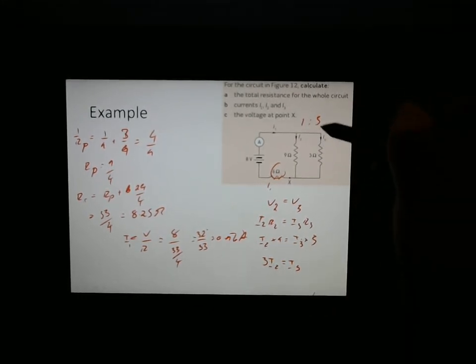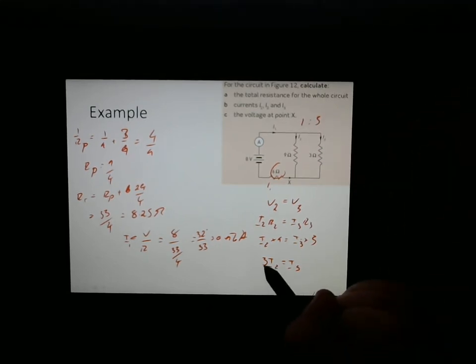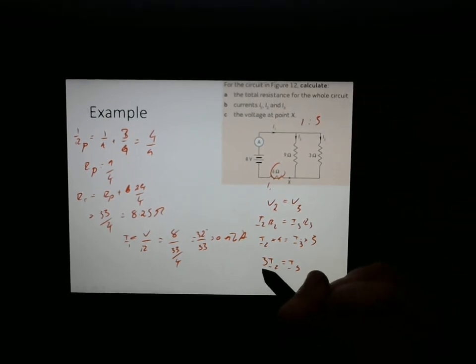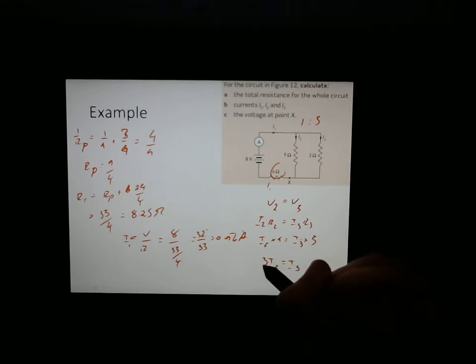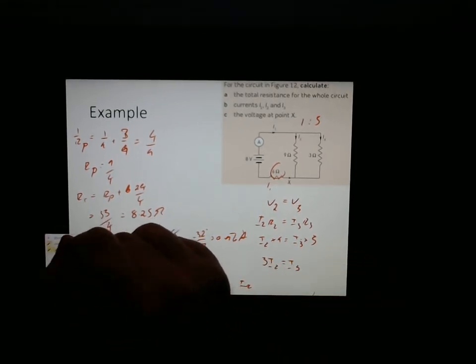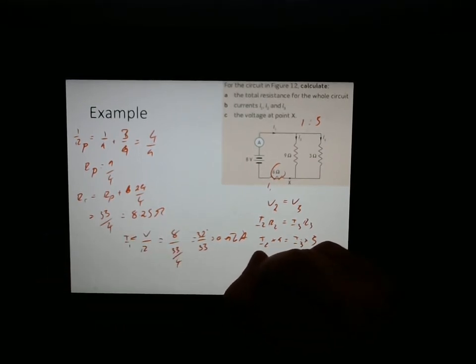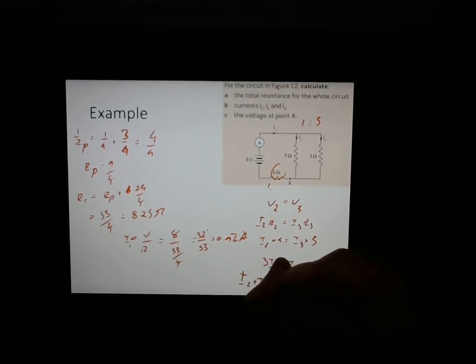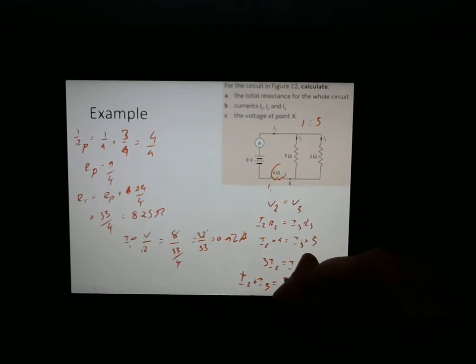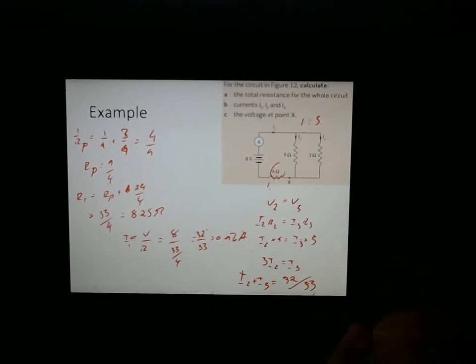I'm saying 3 times the amount here for 1 lot of here. 3 times this equals 1 amount of this. Okay, this is talking about a proportion of how much is going through. This is talking about, well, if I take this number, I have to multiply it 3 times to get the same as this number. But we also know that I2 plus I3 equals I1, which was 32 over 33.